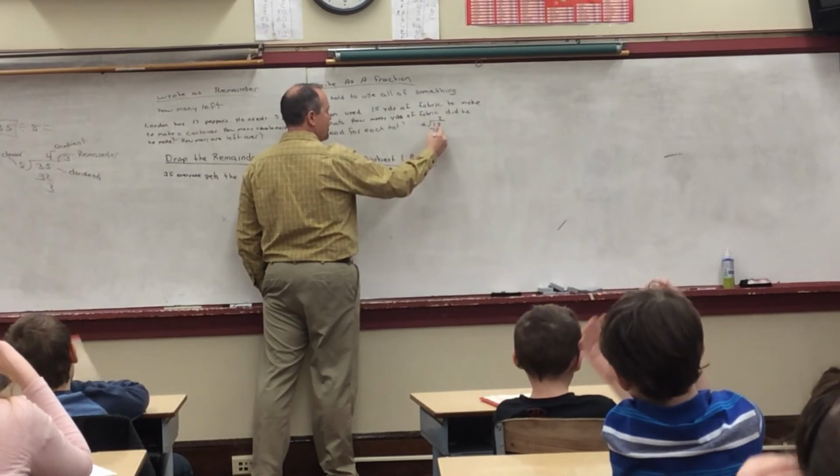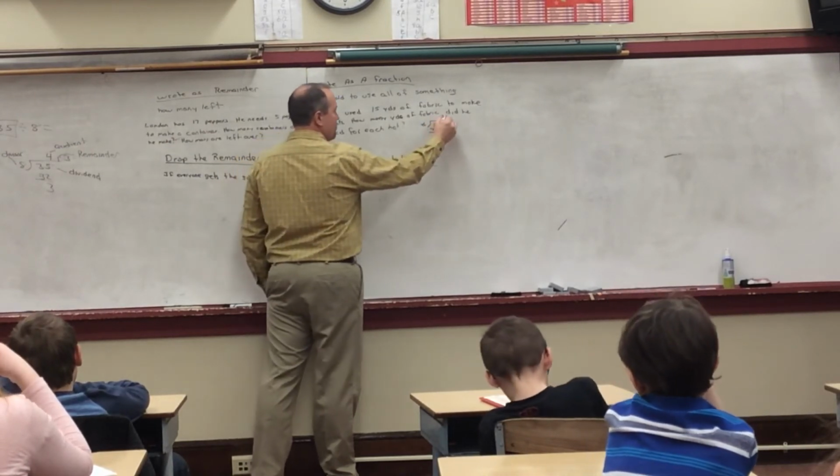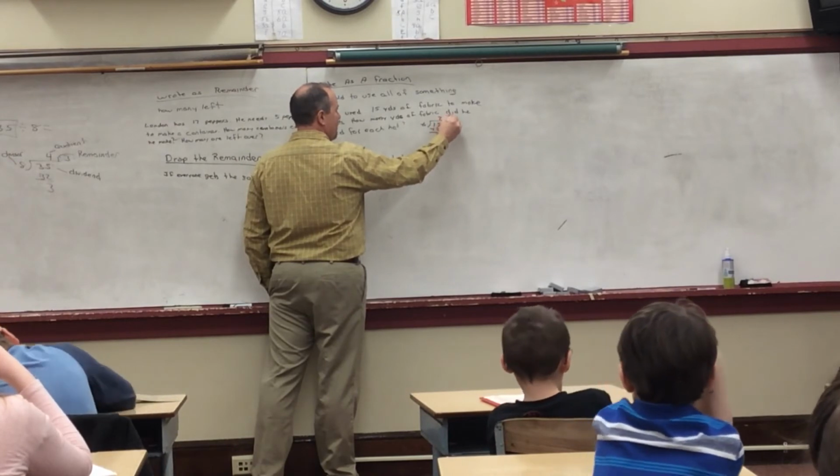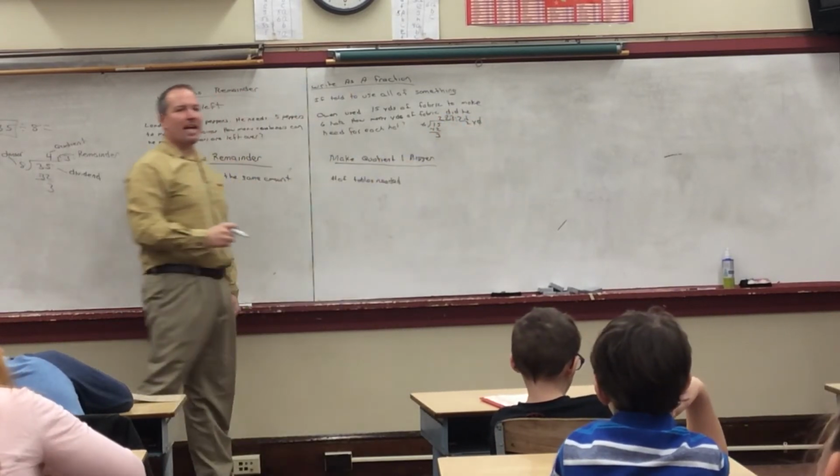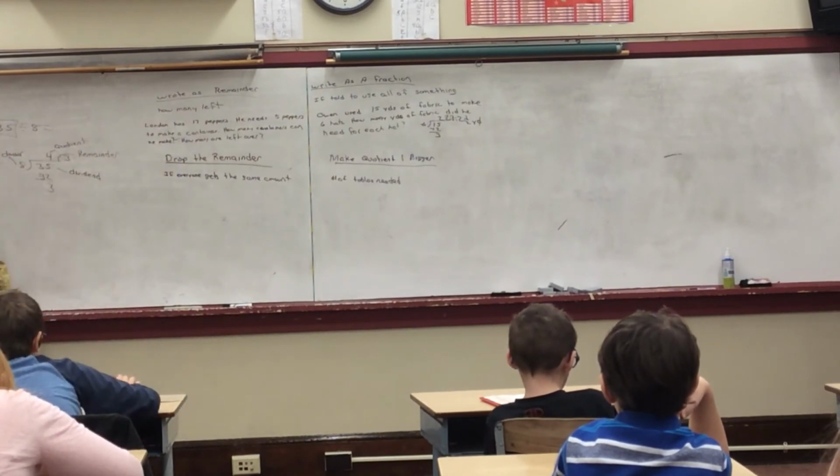That's 12. Subtract, get 3. That 3 is your numerator. Denominator is 6. We can reduce it. Divide it by 3, giving you 2 1/2. And so he would use 2 1/2 yards of fabric for each hat.